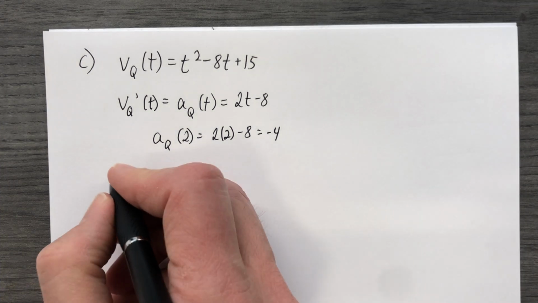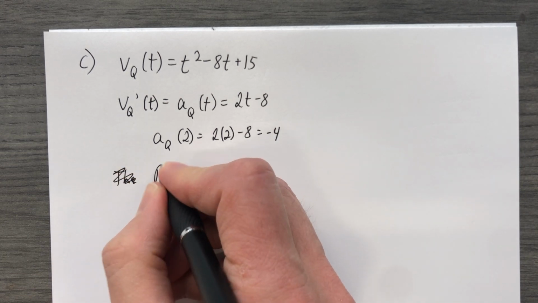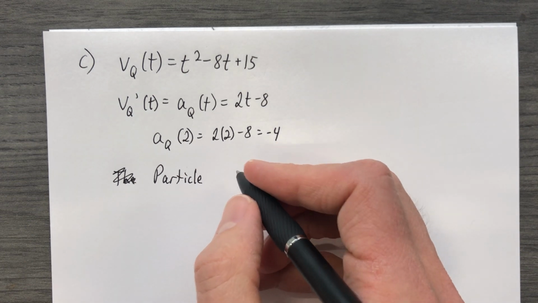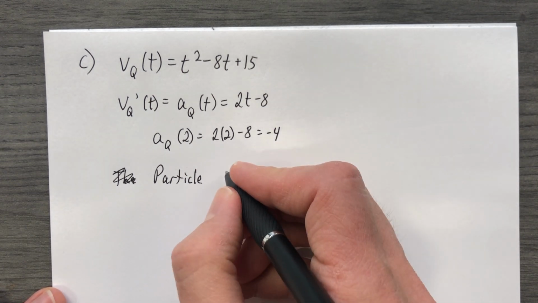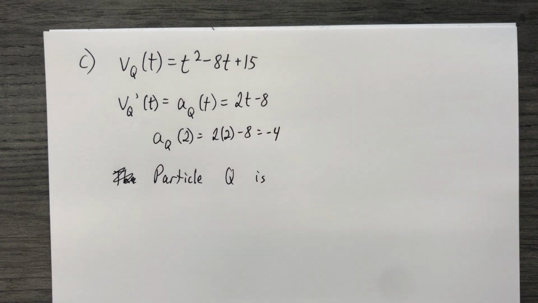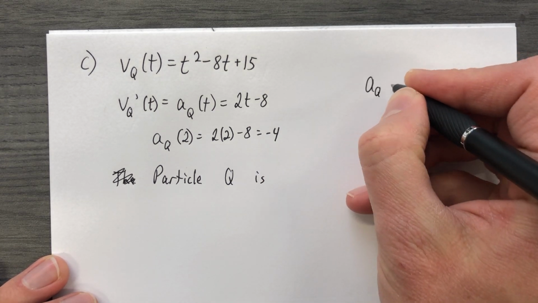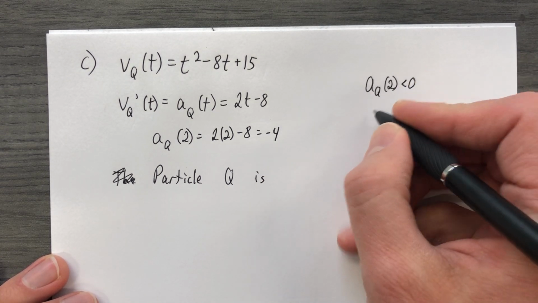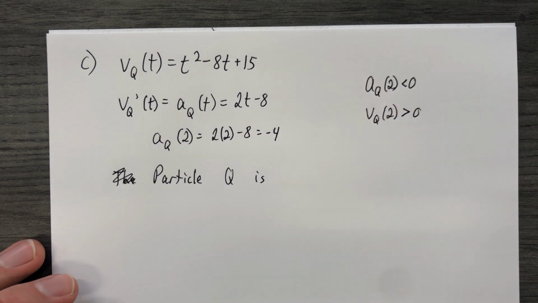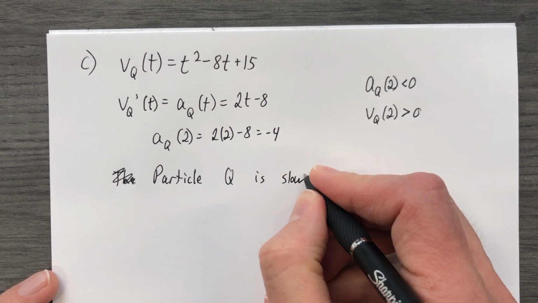Here goes. The particle. I'm going to be really specific. Let's say particle Q. I didn't do that on the last one. Oh, the last one said the particles. Okay. Particle Q is, okay, speeding up or slowing down. I'm going to write some stuff over on the side. A sub Q of 2 is negative, and velocity at 2 is positive. Because these signs are different, particle Q is slowing down. So the speed is decreasing.